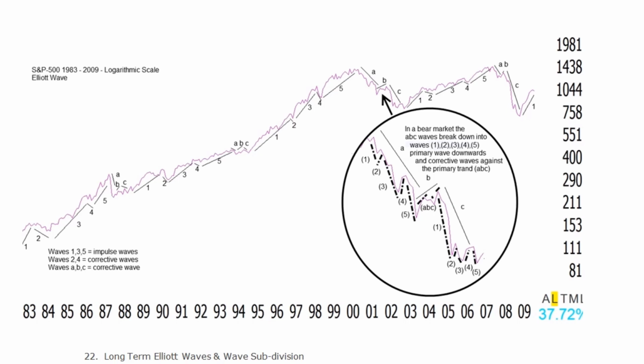The chart is a logarithmic scale chart, which you'll see later. And you can see here the purple line is the actual S&P 500. And the black lines are how I envisage the Elliott waves, the impulse waves, corrective waves, and the lettered phases.